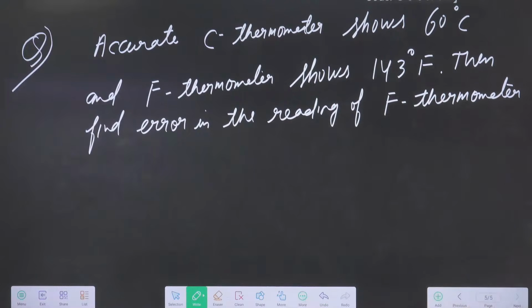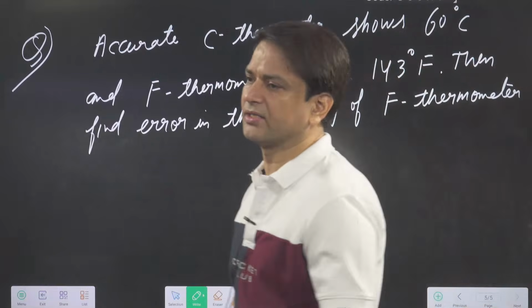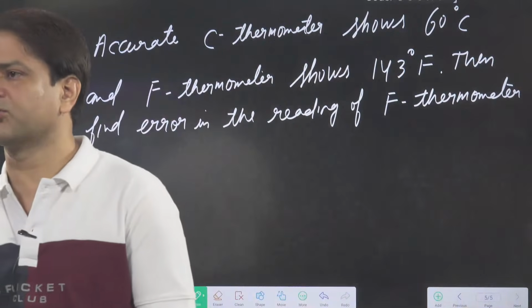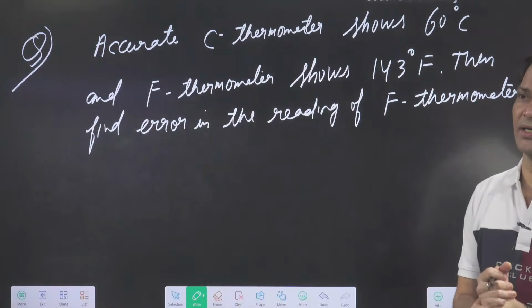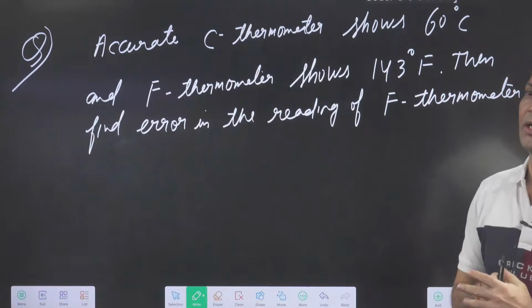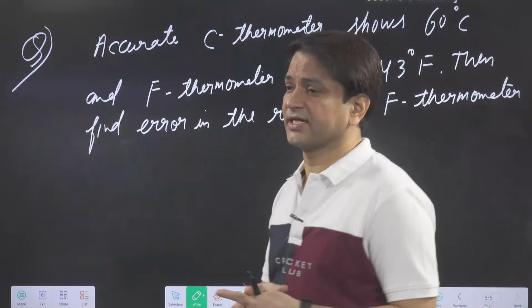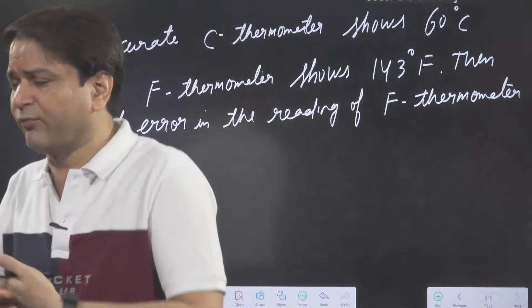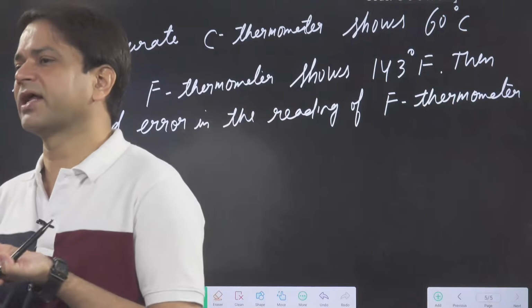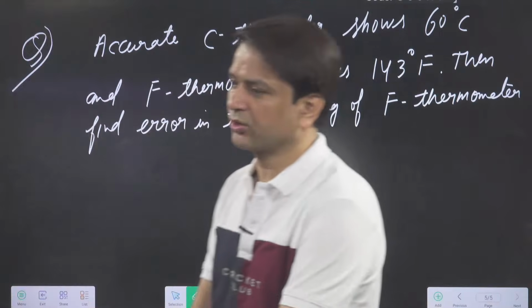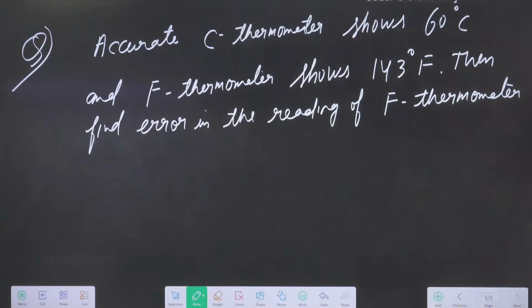Tell fast. What I said, we have the accurate Celsius thermometer, and the Celsius thermometer is showing 60 degrees C, and for that temperature the Fahrenheit is showing 143 degree F. I said it is an accurate thermometer. Maybe the Fahrenheit scale is faulty. So I am asking, what is the error in the Fahrenheit thermometer? Calculate and tell fast. Maybe it can be accurate also.